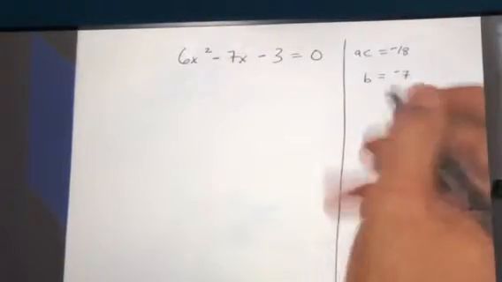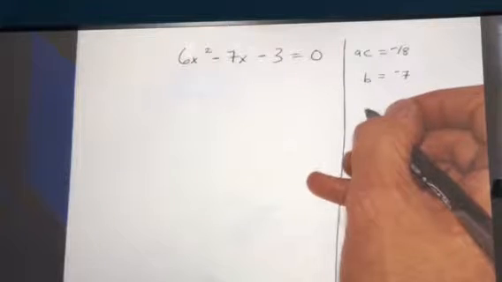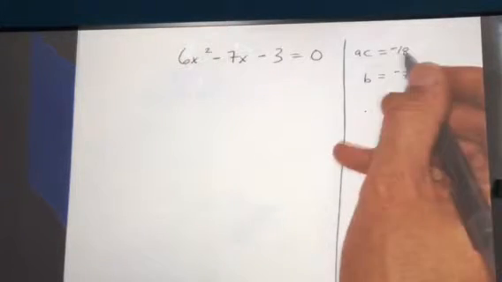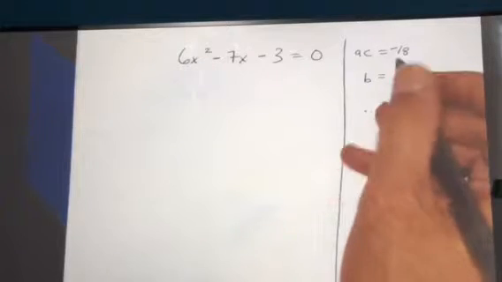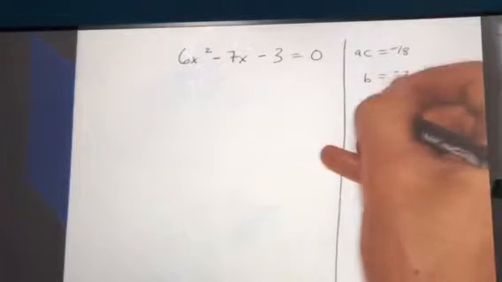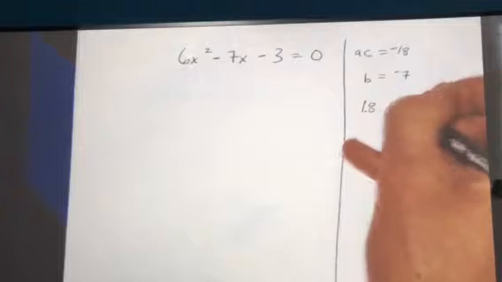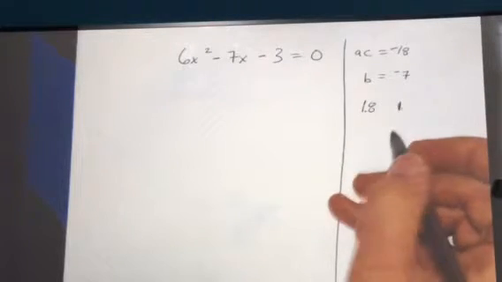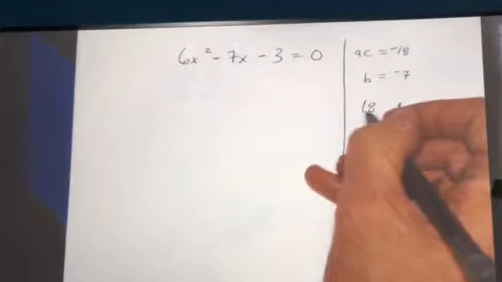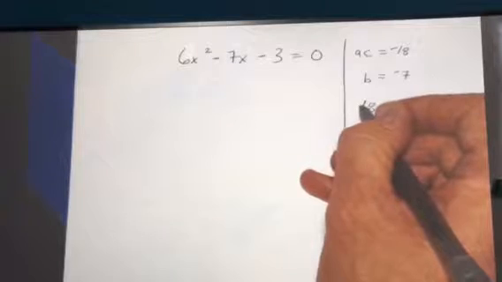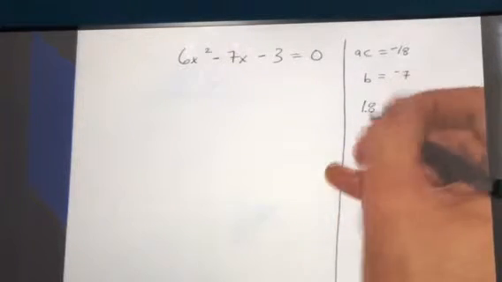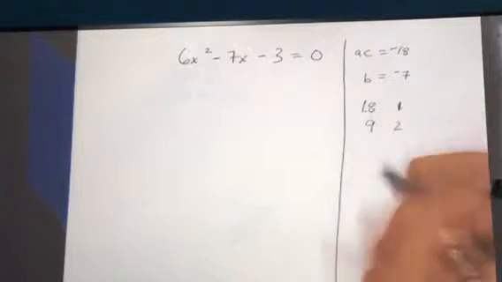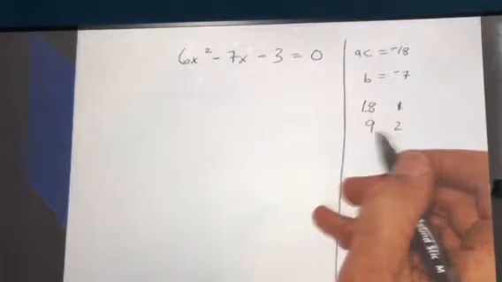So now what I'm doing is I'm thinking about numbers that multiply to equal -18 and then add to equal -7. So numbers that multiply to -18 could be 18 times 1, where one of them is negative. This is not 1.8, this is 18. But we can't get these numbers to add to equal -7, so we could think about 9 and 2. And 9 and 2 are going to work.